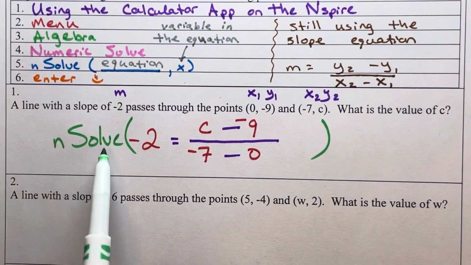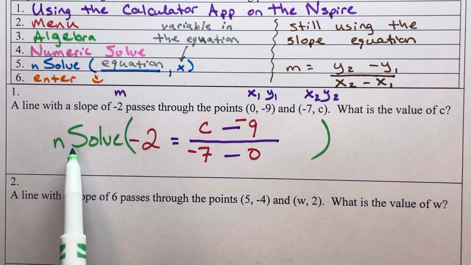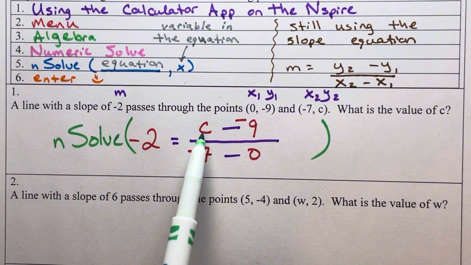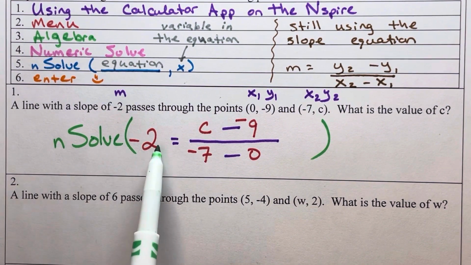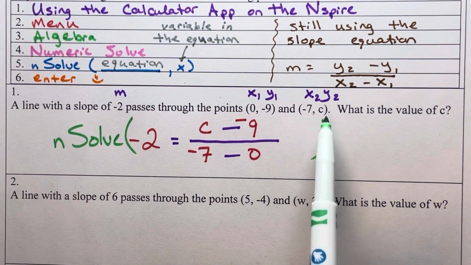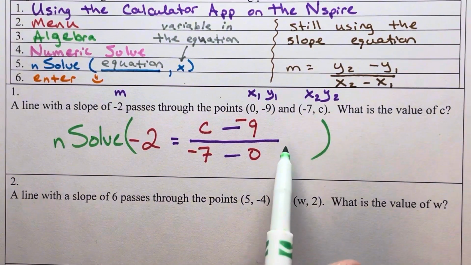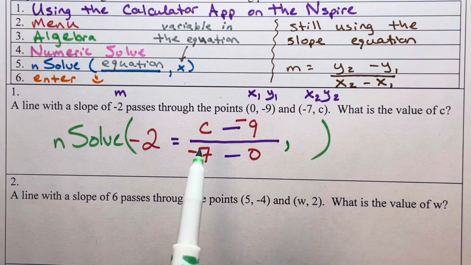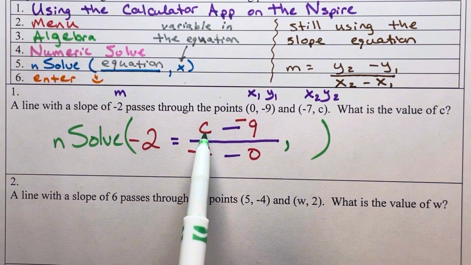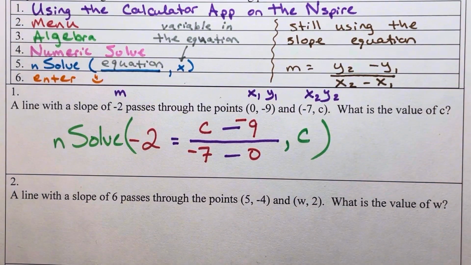Let's use the nsolve property in the NSPIRE calculator to help us find the value of c, remembering that at the end of the line, before we hit enter, while still inside of the parentheses, we will have to type a comma and the variable that we are hunting for, and that is c. Let's walk through the steps in the calculator together.